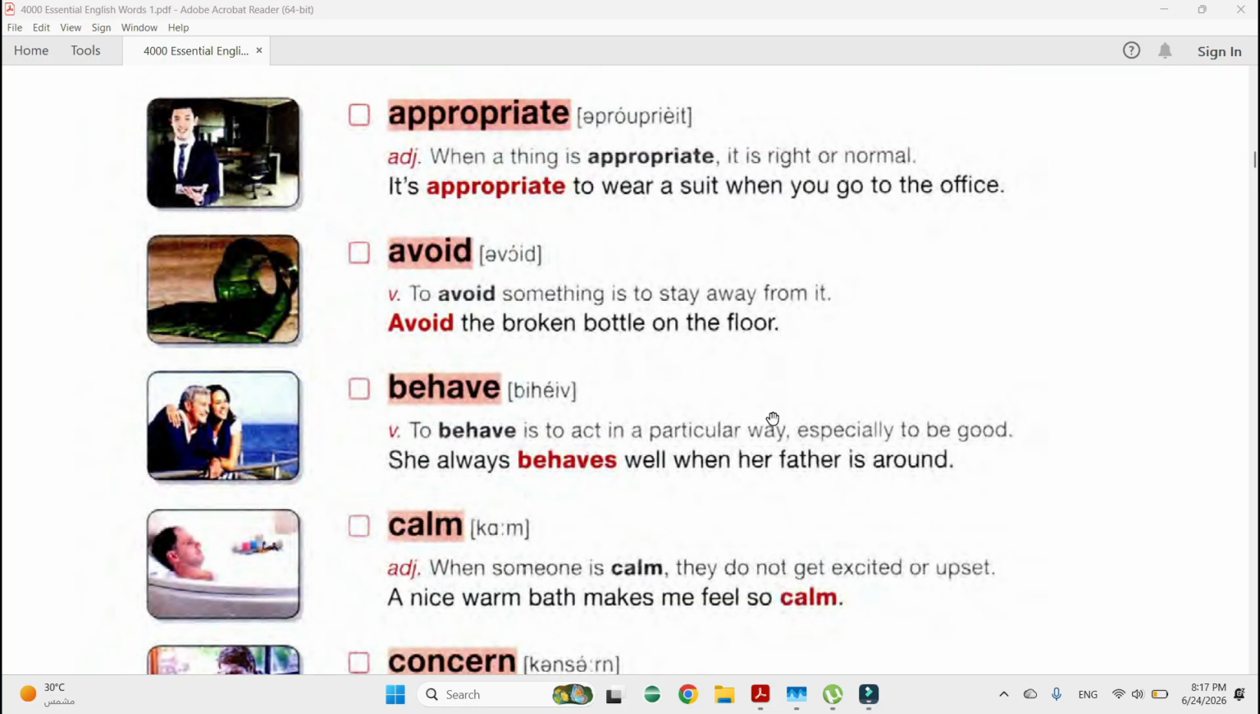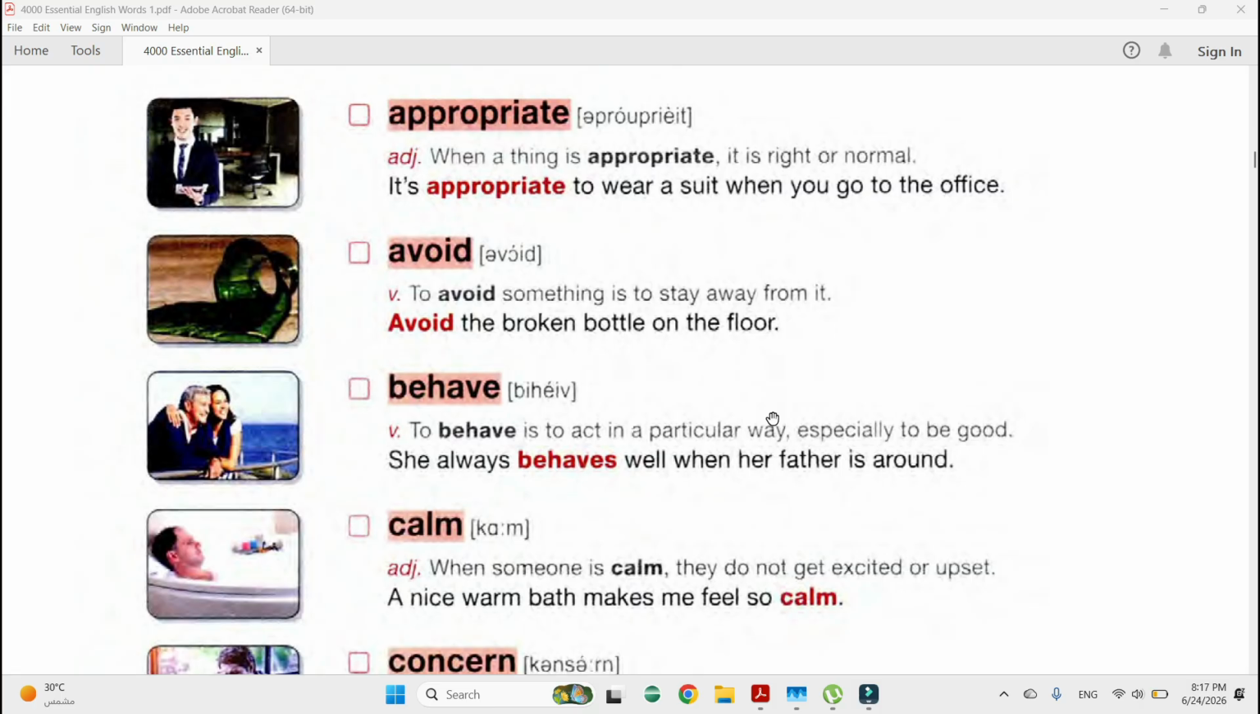The second word is avoid. To avoid something is to stay away from it. Avoid the broken bottle on the floor.